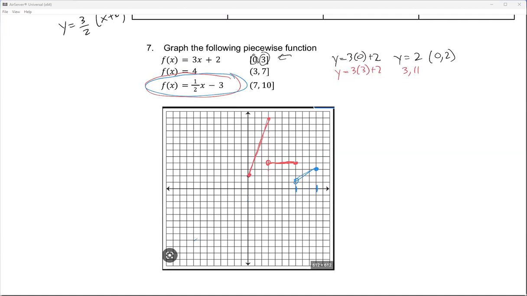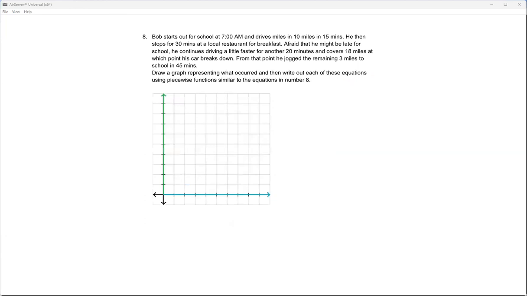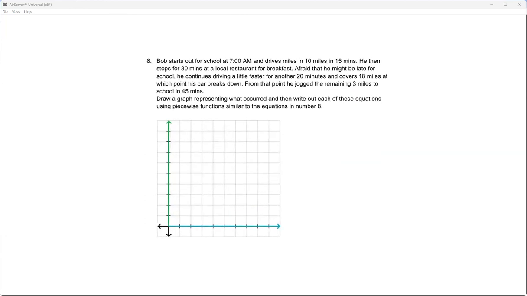All right. This is being recorded, so you guys will have it. And then last problem, let's try to do it. Bob starts out at school at 7 a.m. and drives 10 miles in 15 minutes. So let's try to go in. Let's go time, and then this is miles. Anyway, 10 miles in 15 minutes.